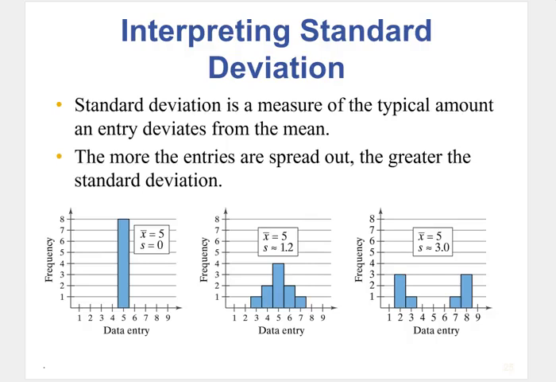So the mean is obviously going to be 5, and the standard deviation will be 0 because there is no deviation from that mean. Every data point is 5 and the mean is 5. So there's no deviation at all.